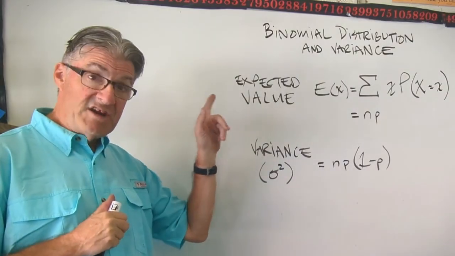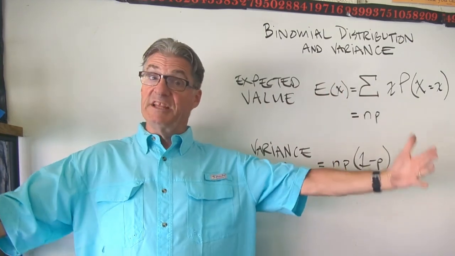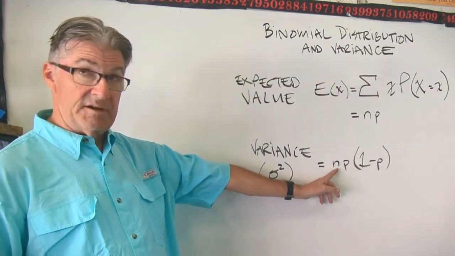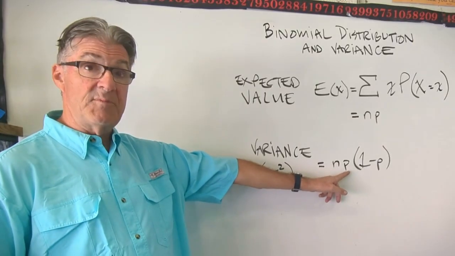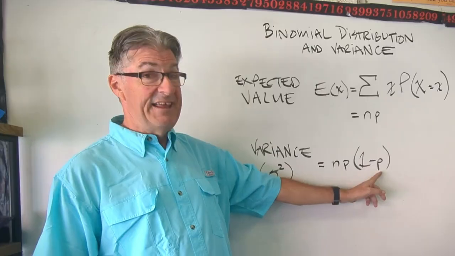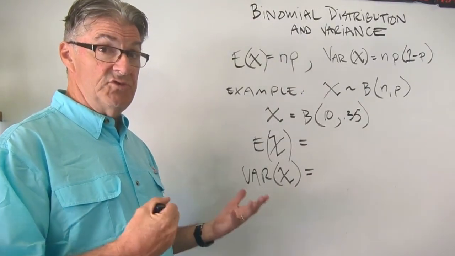Now, in a binomial distribution, it's interesting to talk about the spread. How widely is it spread? So here's your formula. n, number of trials, times little p, probability of success, times 1 minus little p, probability of failure. That's it. Okay, so I summarized those 2 rules we have.